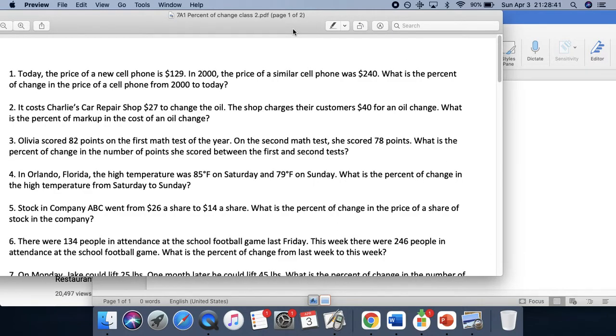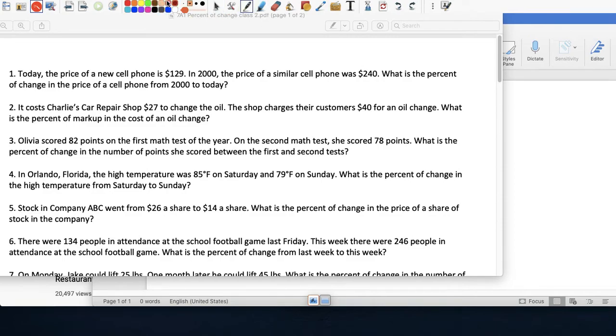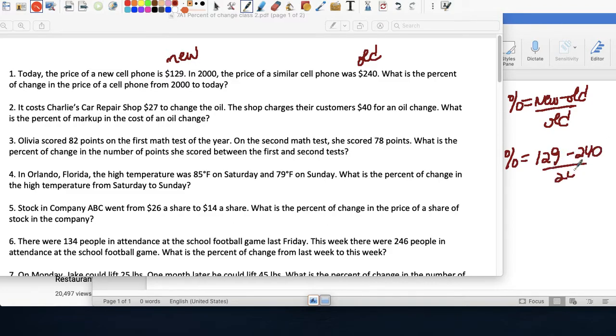Alright, first question. I did say percent change. Today, a new price of the cell phone is $129. In 2000, the price of the cell phone was $240. So this is the old, and this is the new. What's the percent change? So percent change, remember, is new minus old divided by old. So the new price is $129. It's a very cheap phone. Minus $240 over $240. And don't forget that we have to multiply that by 100.